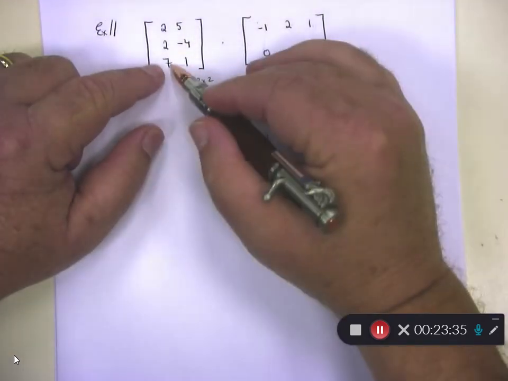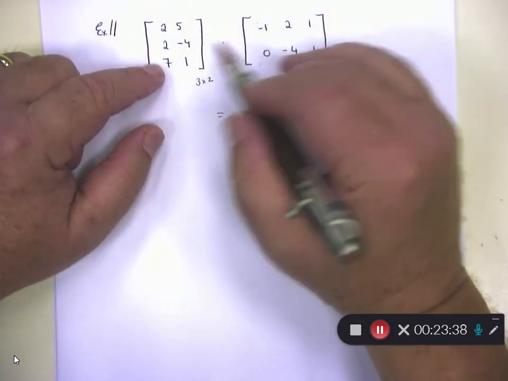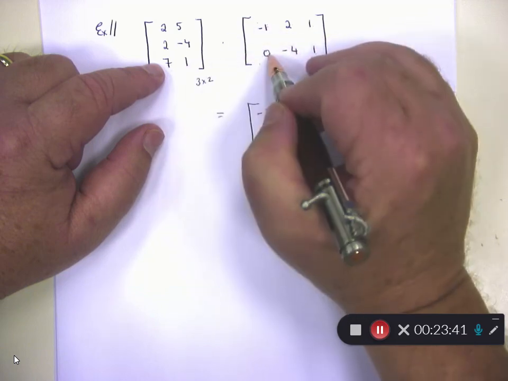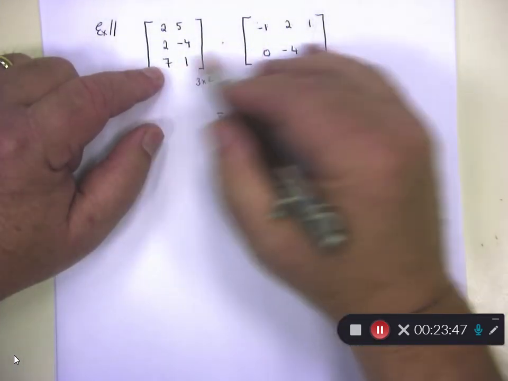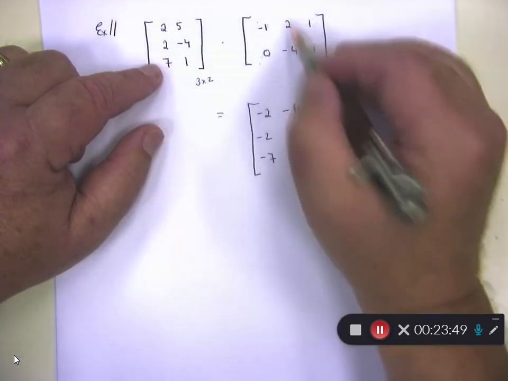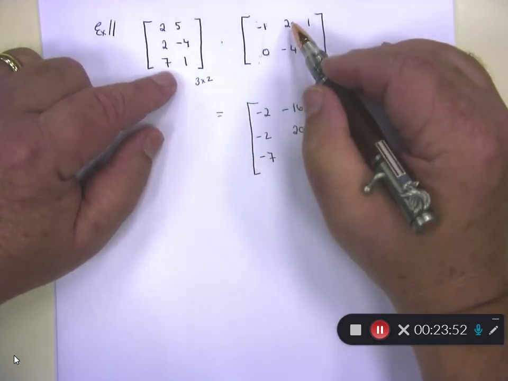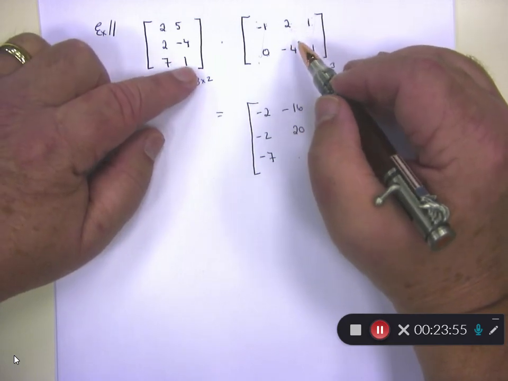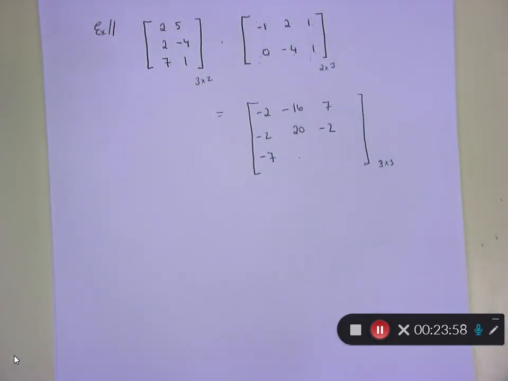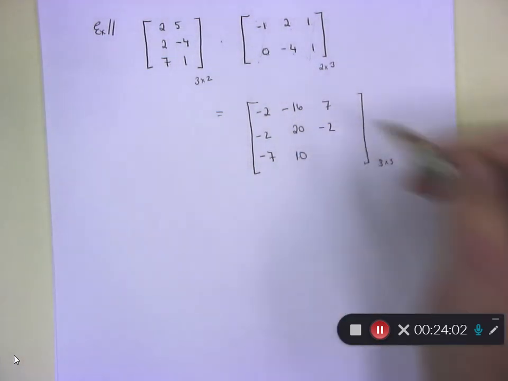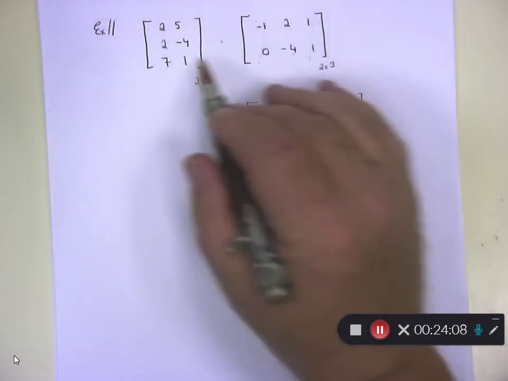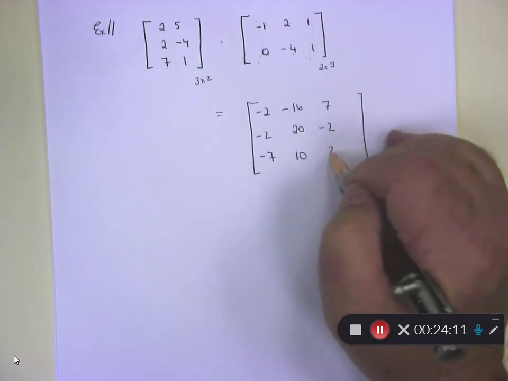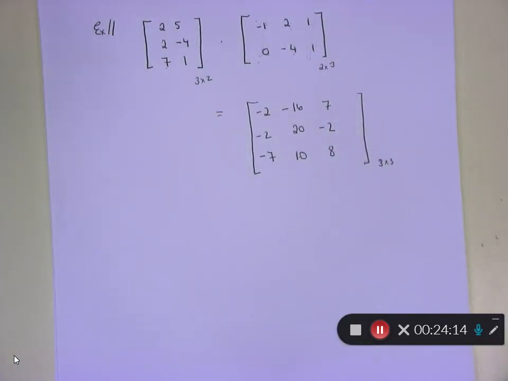Third row, first column position. 7 times negative 1 plus 1 times 0. 7 times negative 1 is negative 7. 1 times 0 is 0. Negative 7 plus 0 is negative 7. Third row, second column position. 7 times 2 is 14, plus 1 times negative 4 is negative 4. 14 plus negative 4 is 10. And then third row, third column position. 7 times 1 is 7, plus 1 times 1 is 1. 7 plus 1 is 8. There's my result. Again, it takes practice, and it is easy to make careless errors.